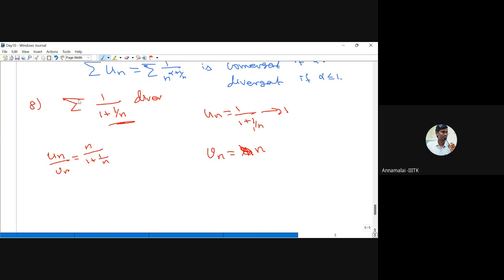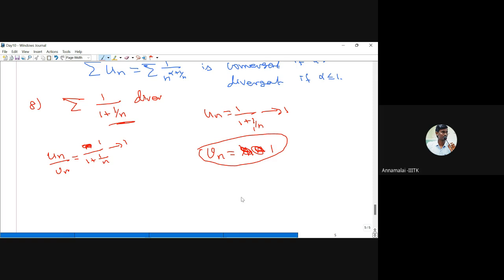Otherwise, if you take all the Vn's as 1, then Un by Vn is nothing but 1 by this, which converges to 1. Therefore, this series diverges, because summation 1 is nothing but 1 plus 1 plus 1, which is not a convergent series. So keep in mind: first of all, if you see some series, first check whether the nth term converges to 0 or not. If it does not converge to 0, you can directly say it diverges.